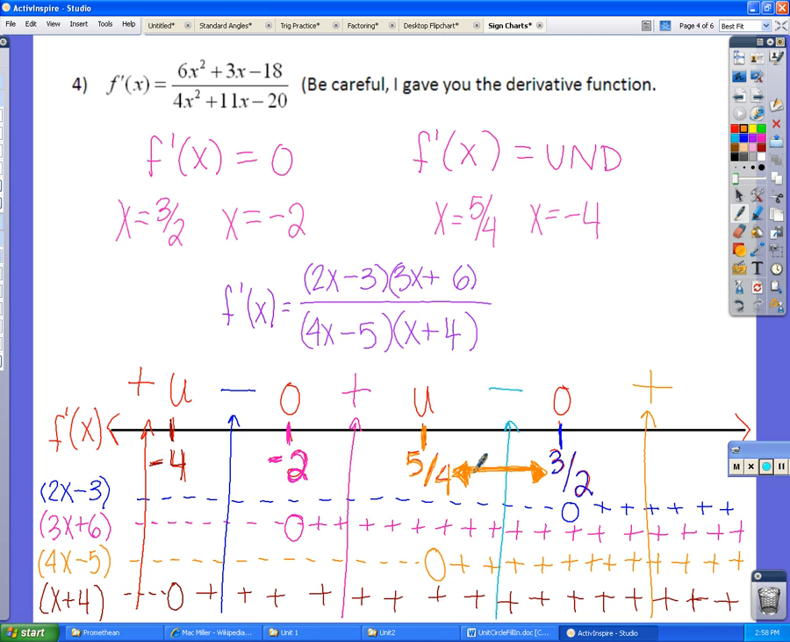And in that case, this method can work instead. So that's all I wanted to show you for sign charts.